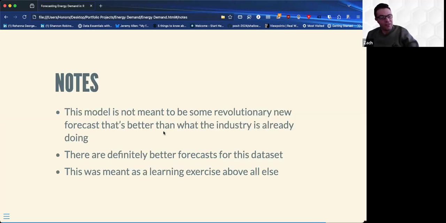So now some additional notes on this is that I don't think this model is the most accurate thing in the world. It's not really meant to be. And I'm sure there are better, more accurate ways to forecast this data set. The point was really for me to learn about this specific data set and this kind of data, and to see what kind of forecasting I can do in R. It's not meant to be some huge revolutionary thing that's going to upend the industry or anything like that.